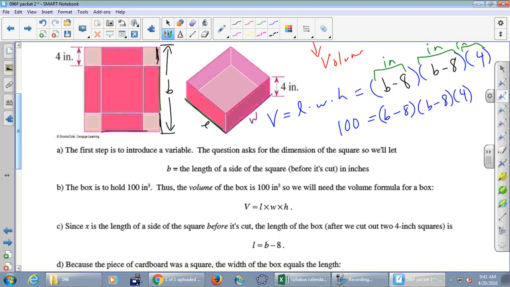Okay, so let's distribute on the right-hand side. Lots of distributing on the right-hand side. I'm going to multiply these two guys first and then the 4 at the end. So either lobster claw or 2x2 box or foil or just distributive. What do I get for these two guys? B squared. These two guys? Negative 8b. These two here? Another negative 8b. These two? Positive 64, right? So that's what we get when we distribute.